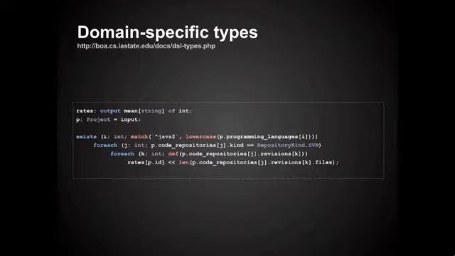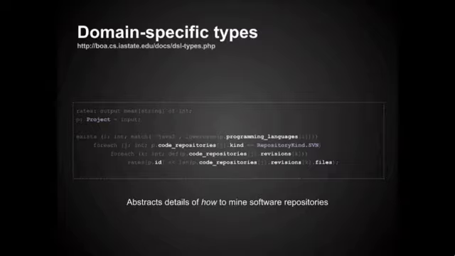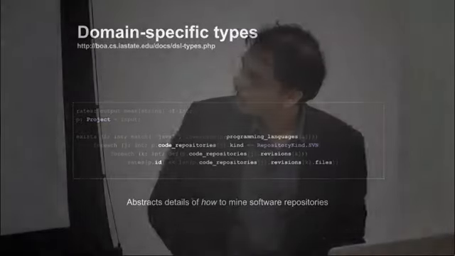Regarding domain-specific types, this is one of the core contributions of BOA. What kind of types do we need to provide to make the job of a mining software repository expert easier? So BOA provides certain domain-specific types. In this program, we are seeing several of them. Project is a type. Project has properties like programming languages, code repositories, and repository kind. Code repositories have properties like revisions, and the revisions have properties like files, and all that.